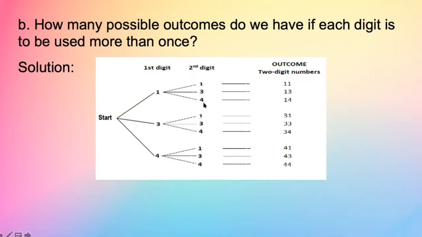Let's have now the possible outcomes. If the first digit is 1 and the second digit is 1, then the two-digit number is 11.